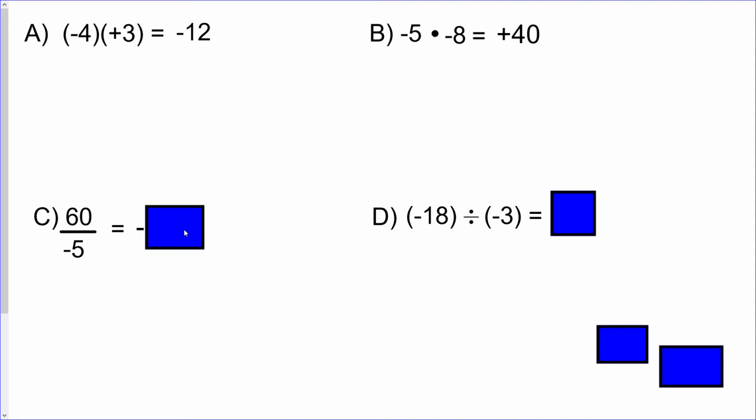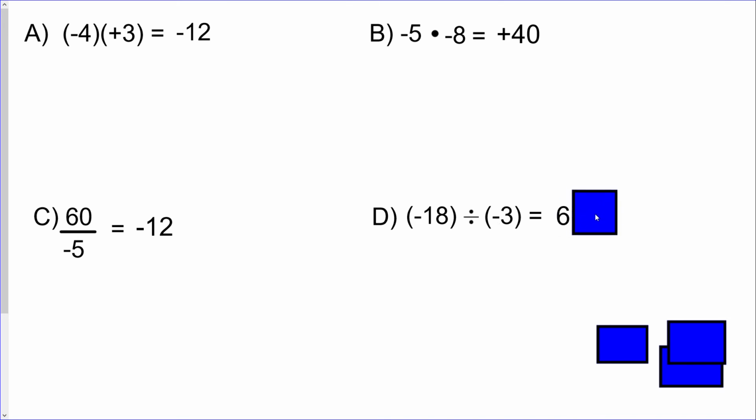So 60 divided by negative 5, so we've got a positive divided by a negative, means our answer is negative, and 60 divided by 5 equals 12. And then on the last one here, we've got negative divided by negative, which means positive answer. Oh, and apparently I didn't put the plus sign either, but as we all know, and hopefully you remember, that means it's treated as a positive.